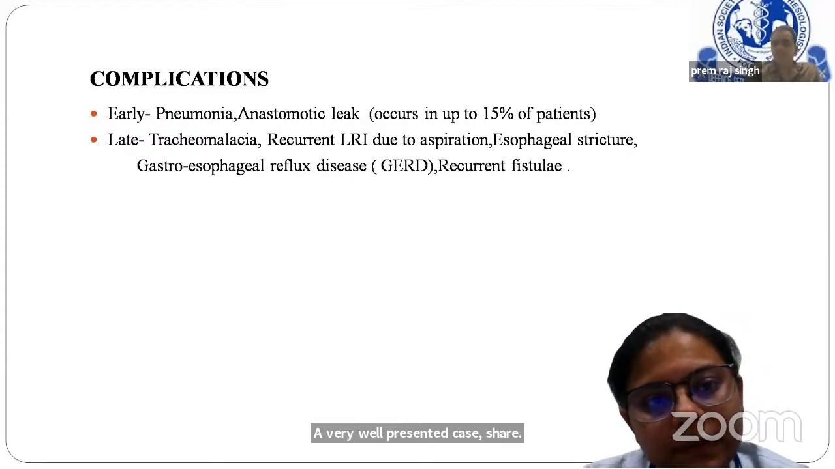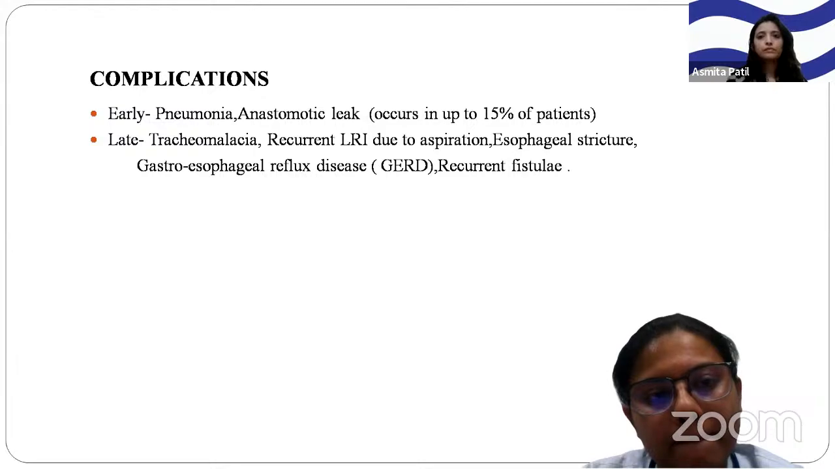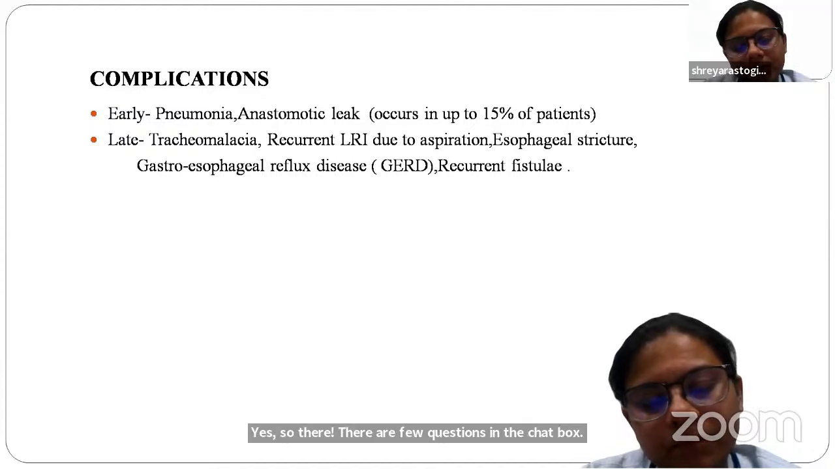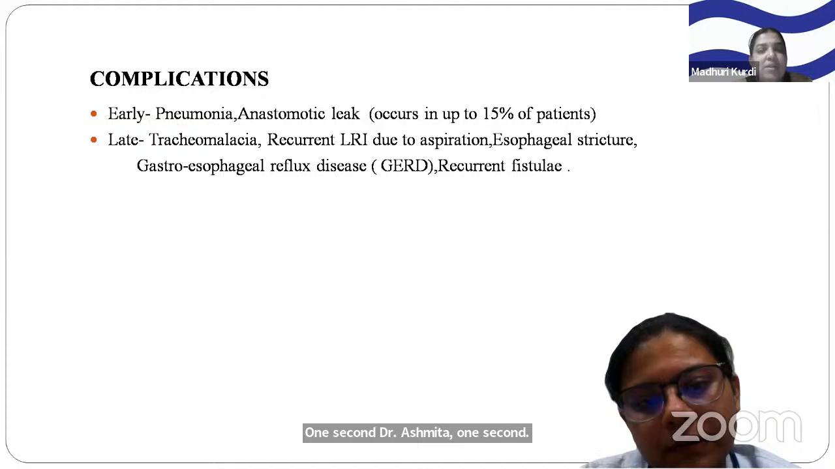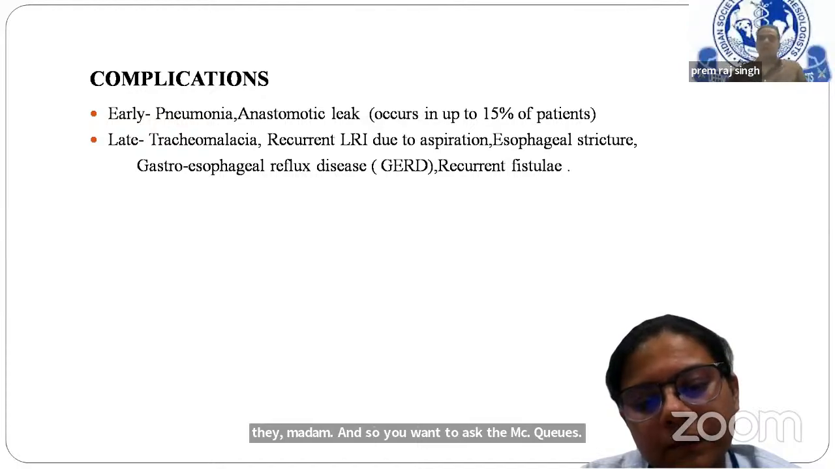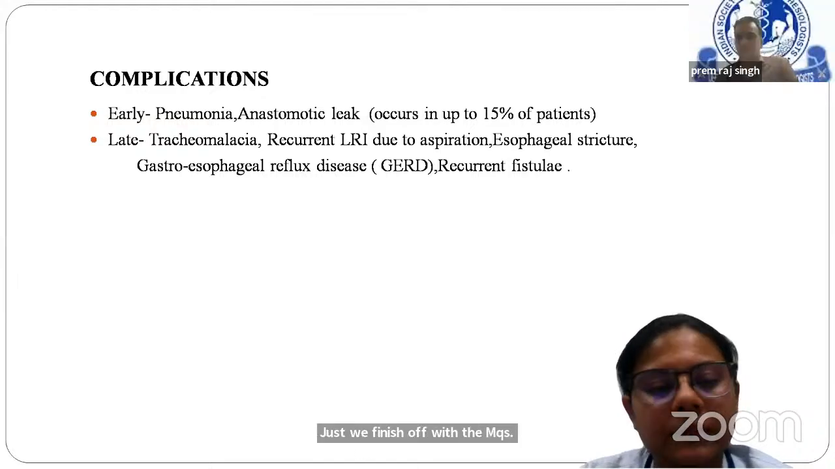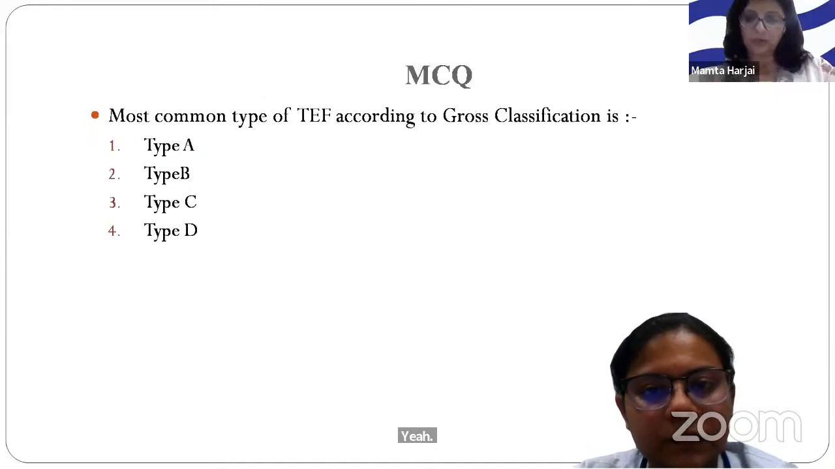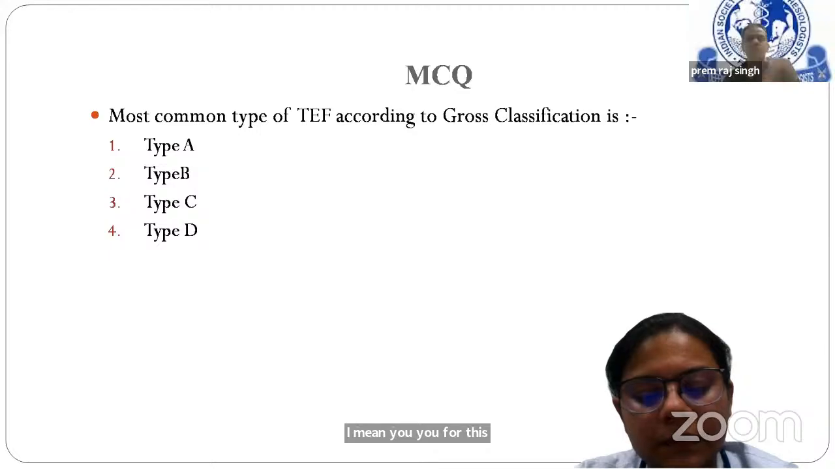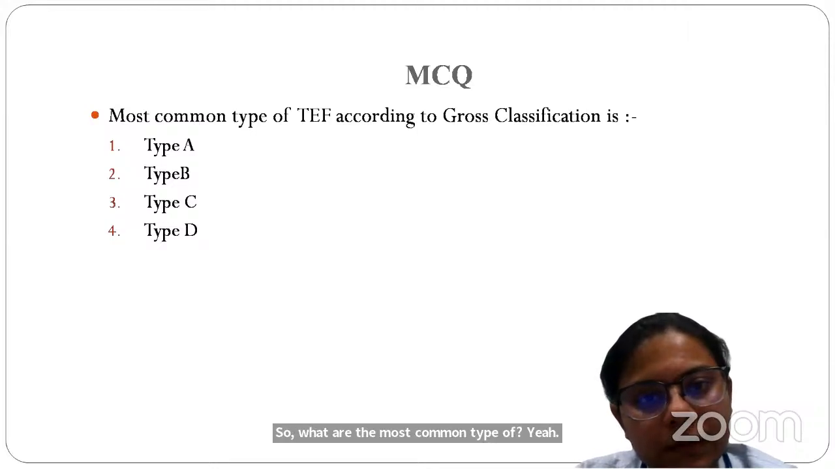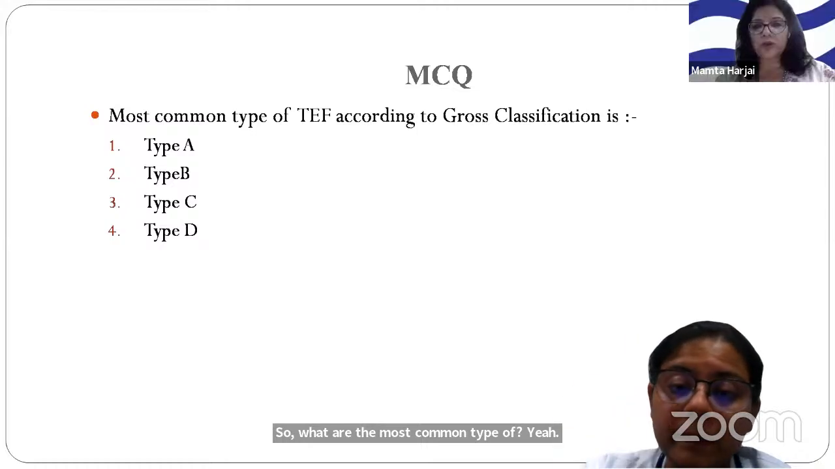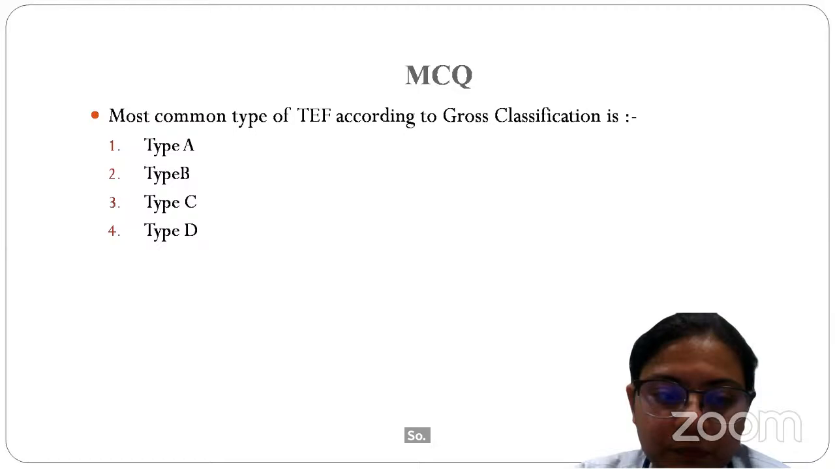Now the house is open for questions. If anyone wants to ask a question on this topic... Asmita. Yes, sir. There are a few questions in the chat box. Can we use rigid bronchoscopy to block... One second, Dr. Asmita. Madam and sir, do you want to ask the MCQs? Yes, we'll finish off with the MCQs. Okay, ma'am, please share. My MCQs are in another PPT. Anybody can ask, no problem. Dr. Asmita, you can also ask. Yes, ma'am, the voice is audible.